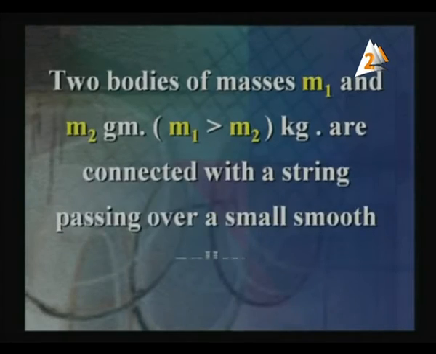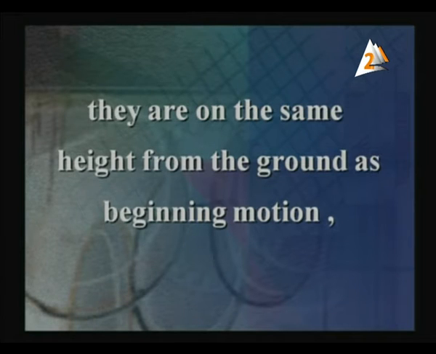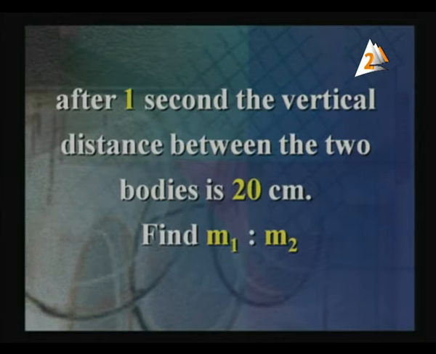As number 1 we say, two bodies of masses m1 and m2 gram, m1 greater than m2, are connected with a string passing over a small pulley. They are on the same height from the ground at the beginning of motion. After 1 second, the vertical distance between the two bodies is 20 centimeters. Now, find m1 to m2.